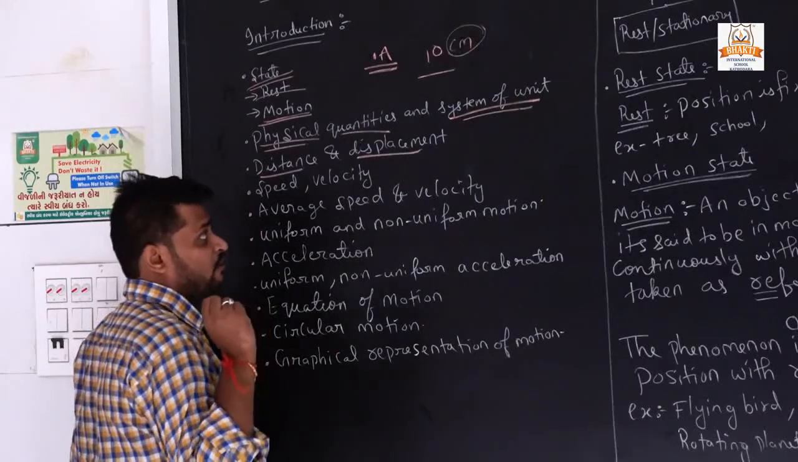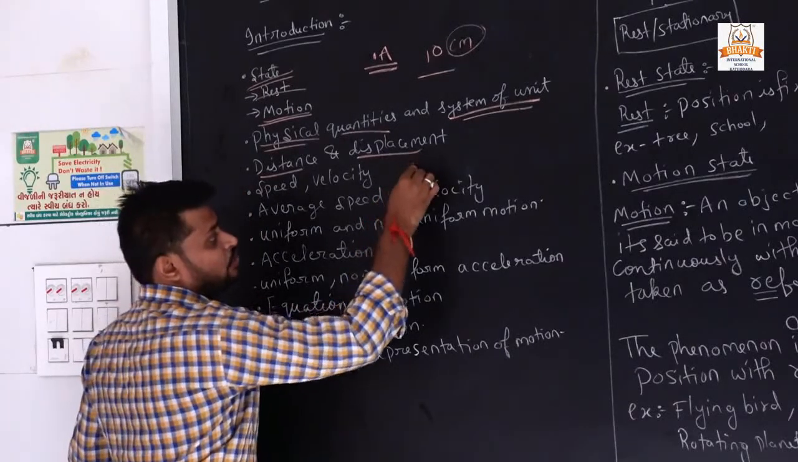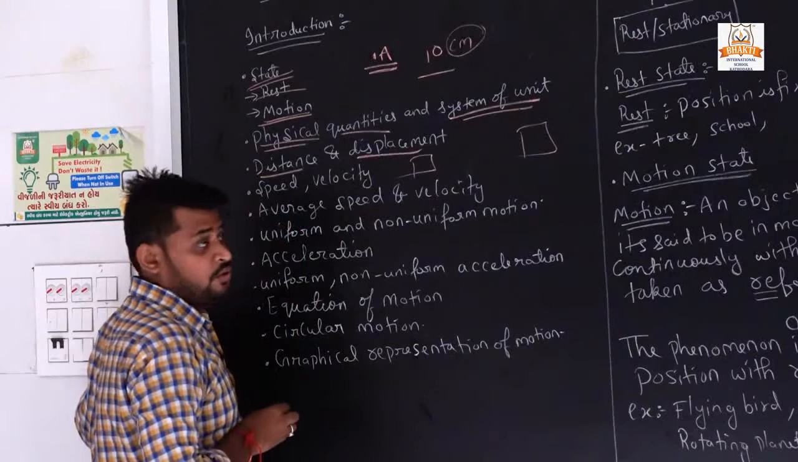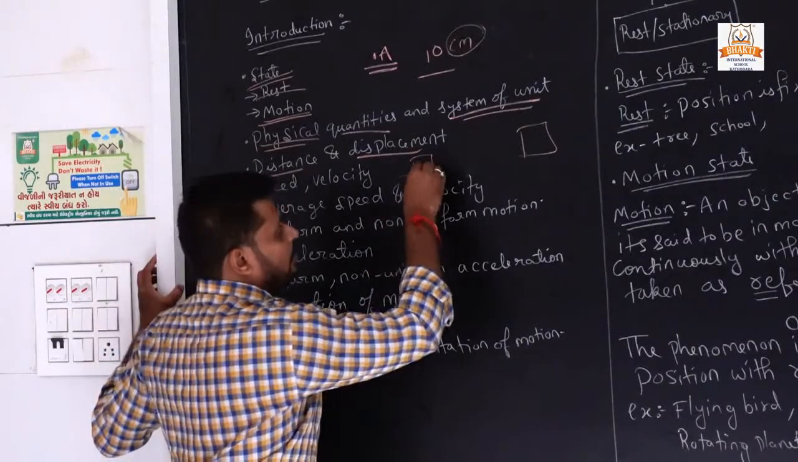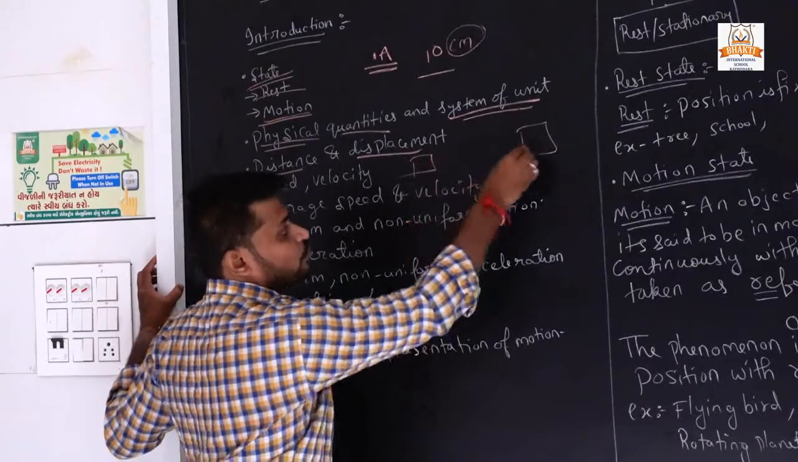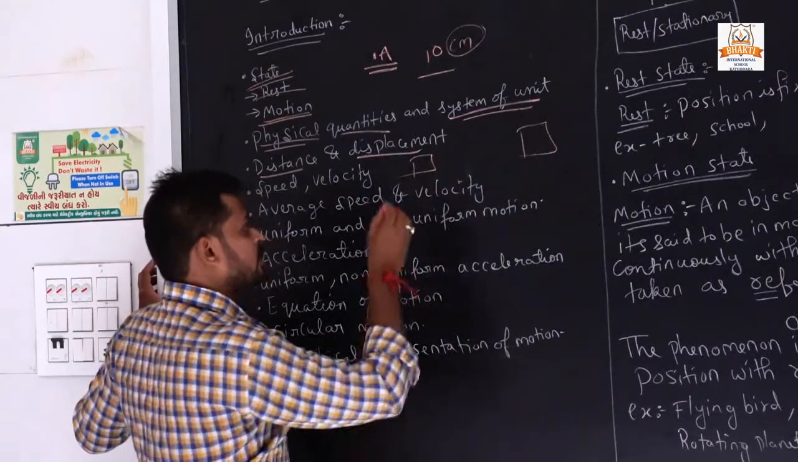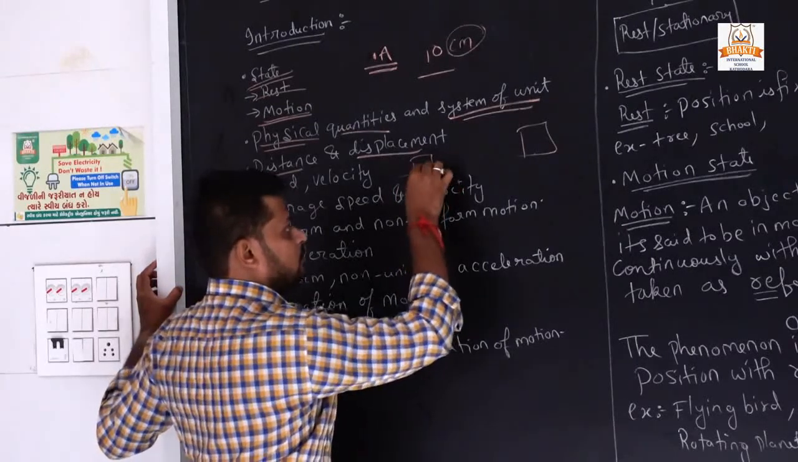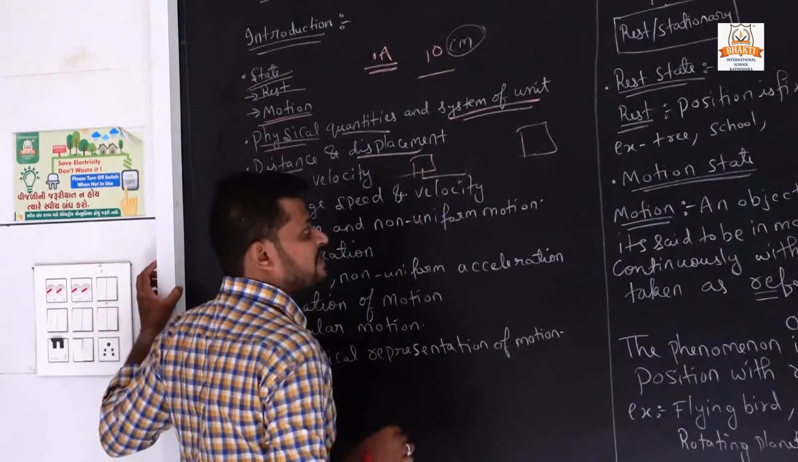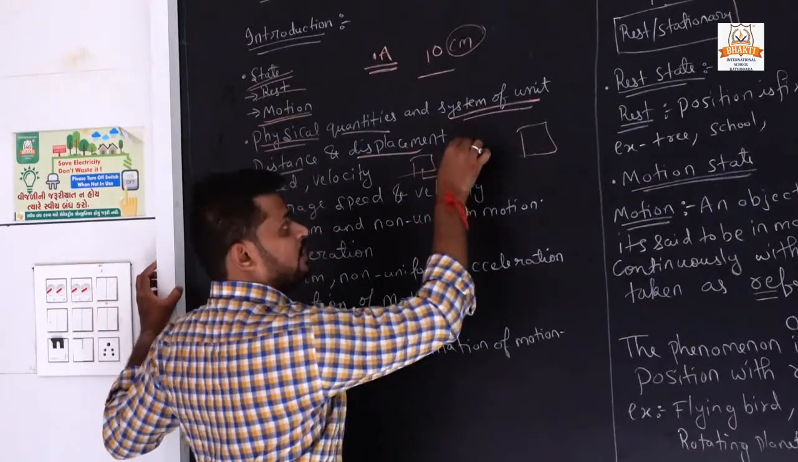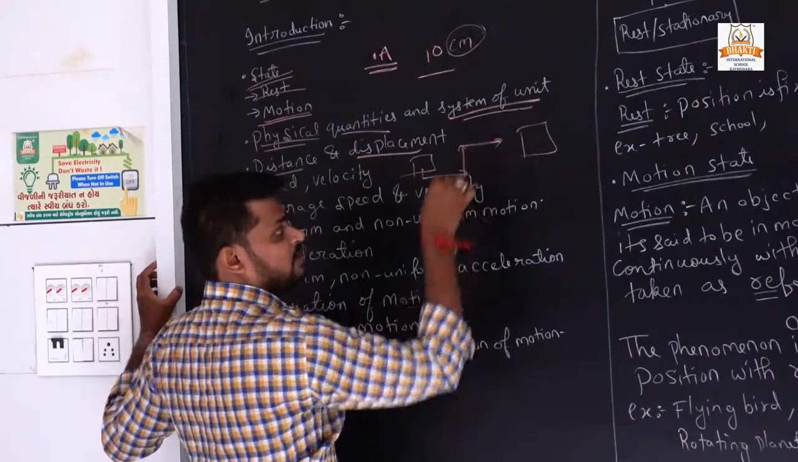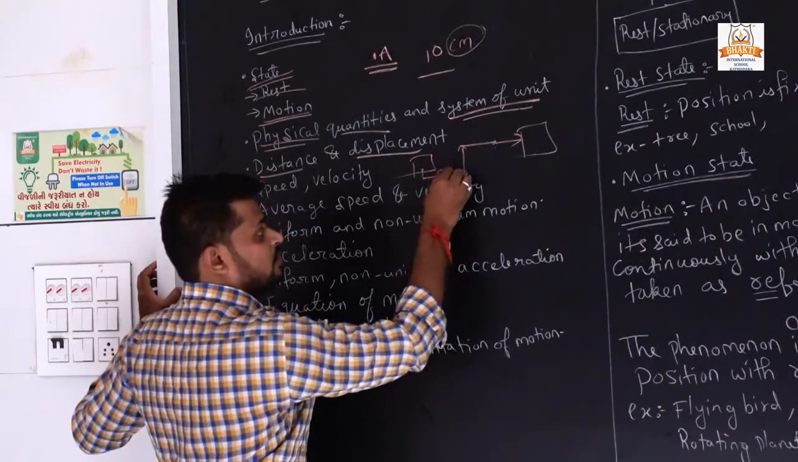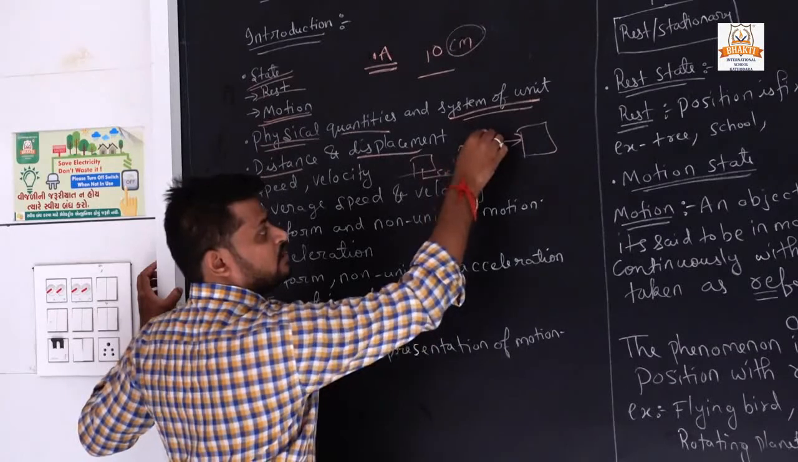I will give you an example, then you will better understand. This is your home and this is your school. So you have to reach from your home to school by road. Then what happens? You will go first in the east direction, then north, then again east, and you reach your school. So it is 5 kilometers, 2 kilometers, and 3 kilometers.